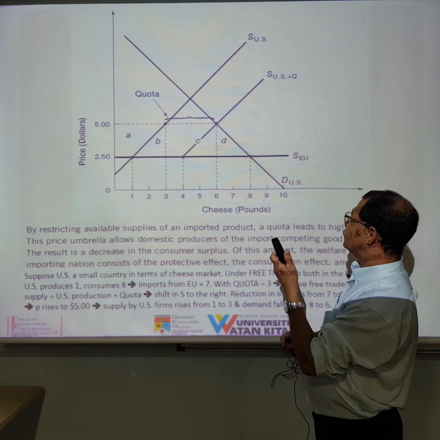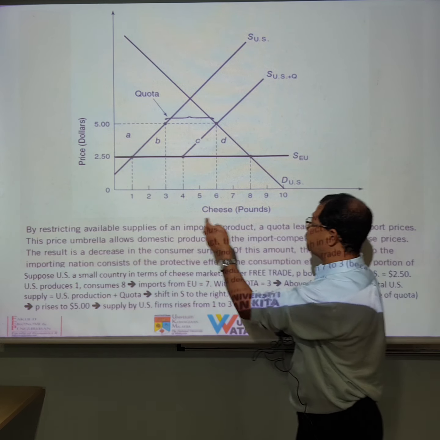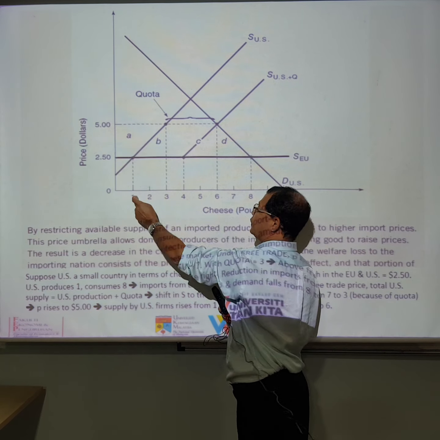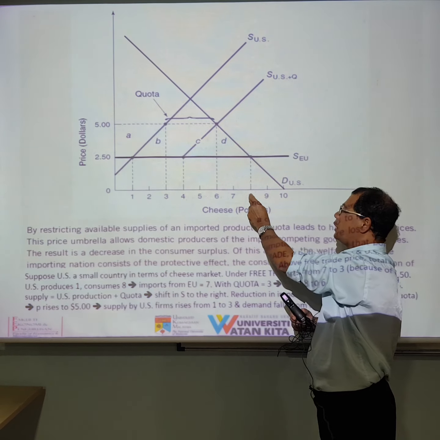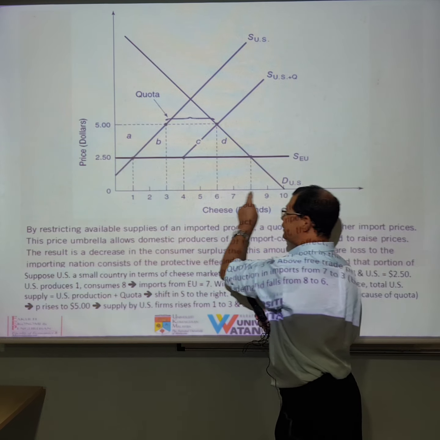Under free trade, the United States produces 1. This is supply. It produces 1 and consumes 8. So 7 is the import.